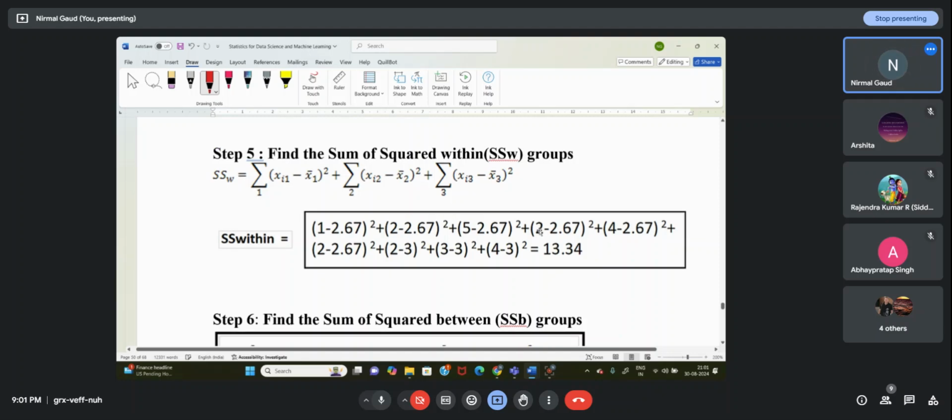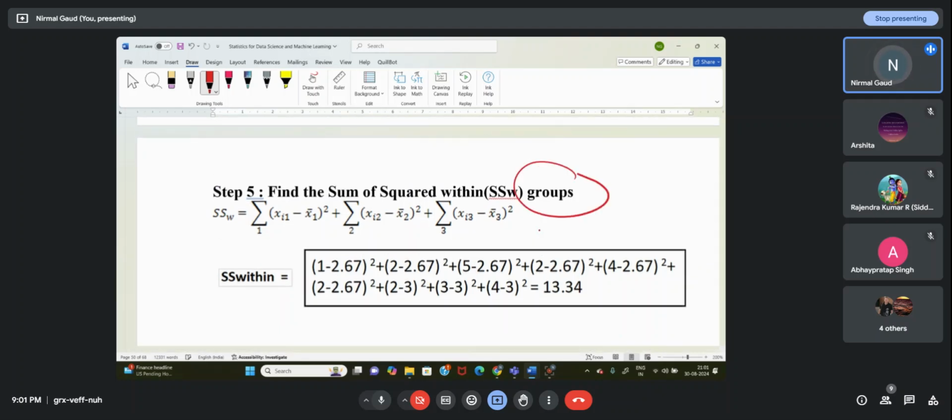Okay, and then what you have to do? Find the sum of squares within the group.